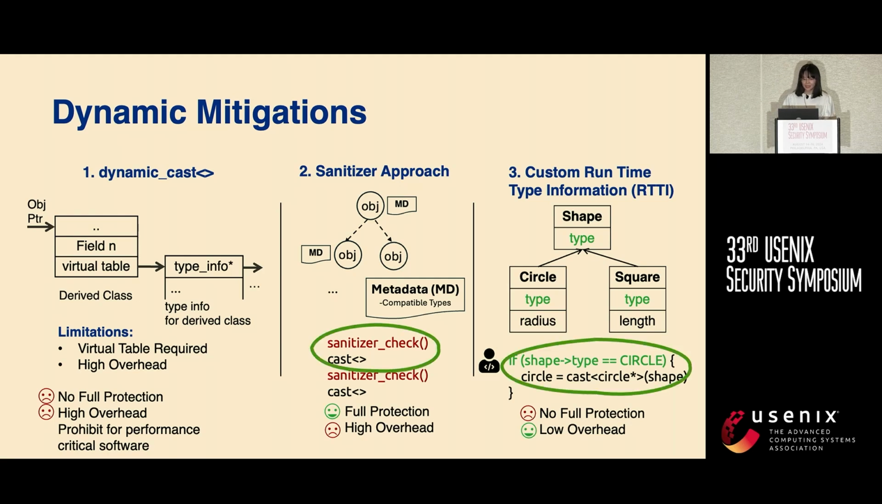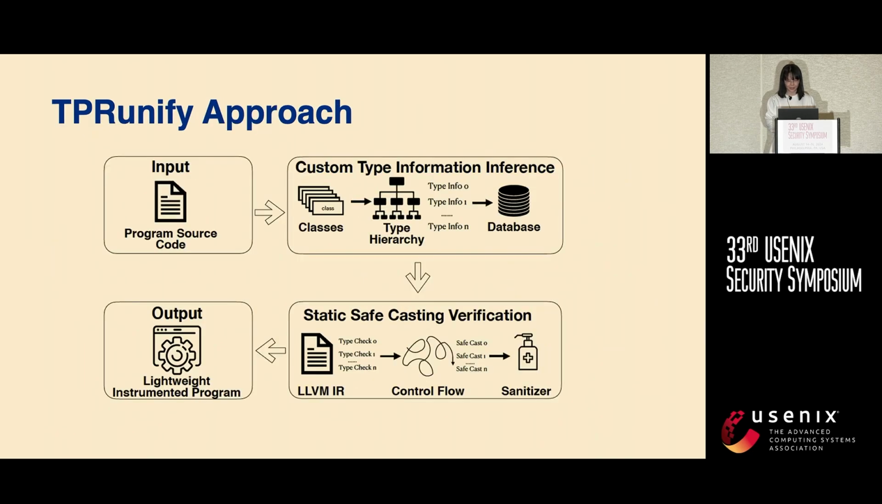So the question is, can we combine the last two approaches together? For the casts that can be protected by developers' inserted checks, we don't use the sanitizer's check. And for those casts that do not have developers' inserted checks, we fall back to the sanitizer's approach. If so, we can combine the advantages together to get full protection and low overhead. And the answer is yes. So that's our approach, the pruning approach.